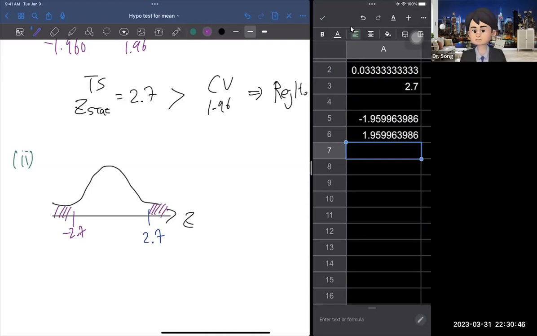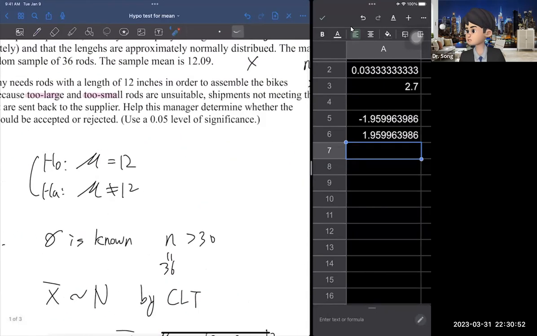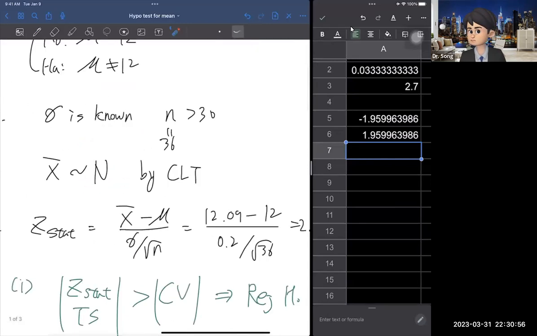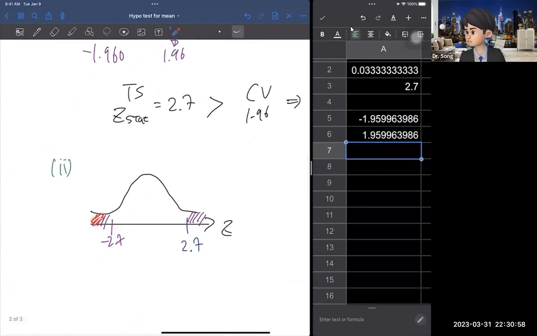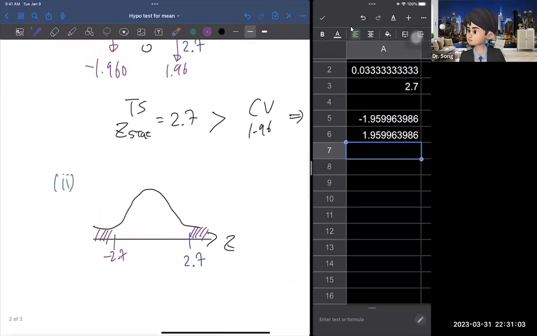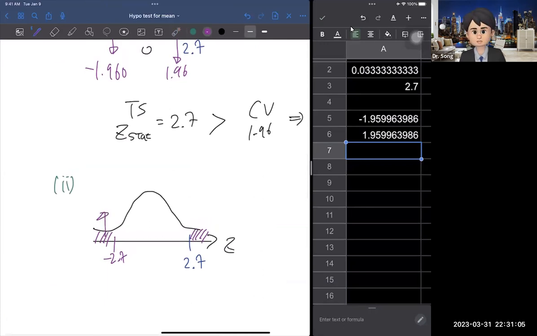That is the p-value. But why do we consider both sides, the left one and the right one? Because the alternative hypothesis is two-sided, not equal to. In that case, you calculate the one shaded area and then multiply by 2. So I'm gonna find this shaded area and then multiply by 2.